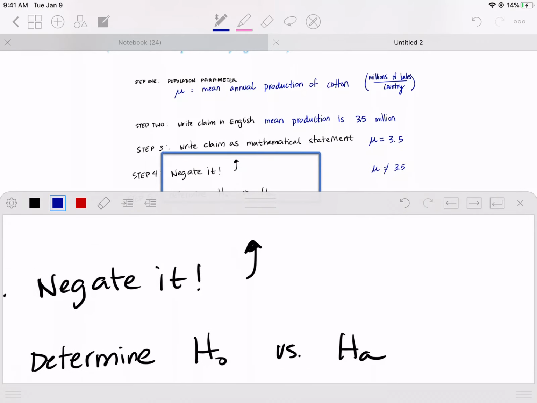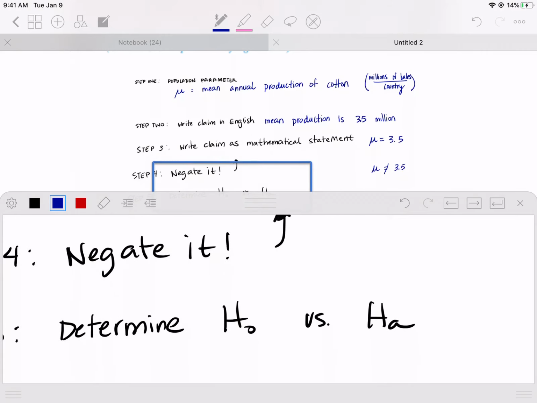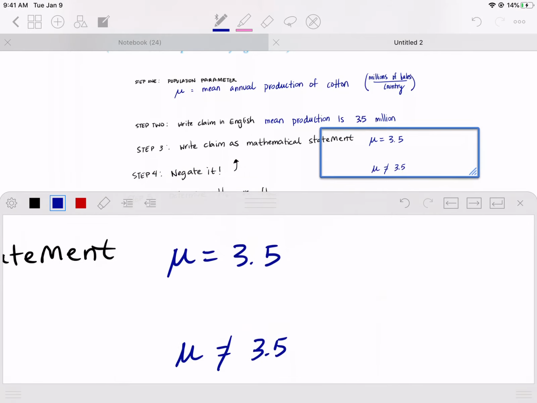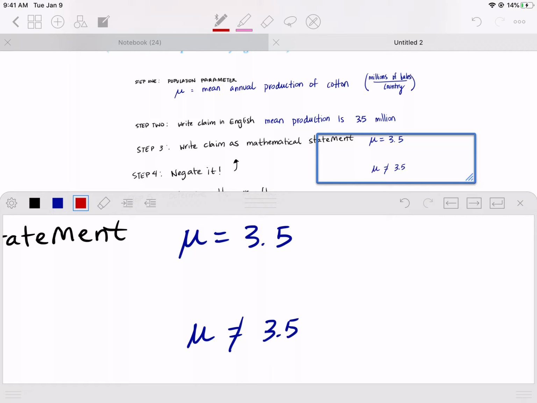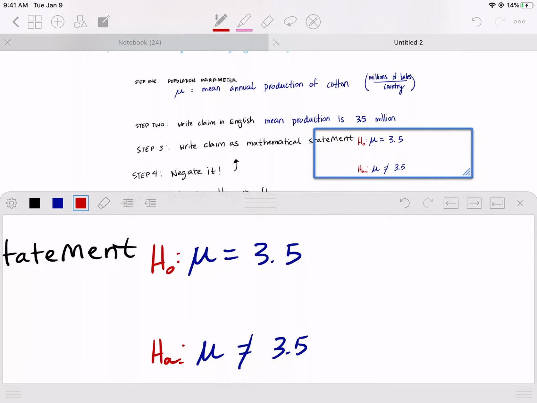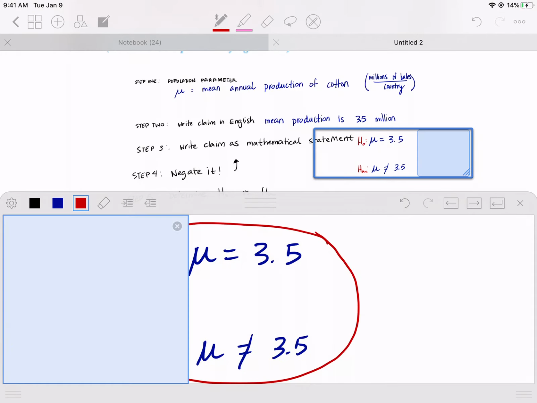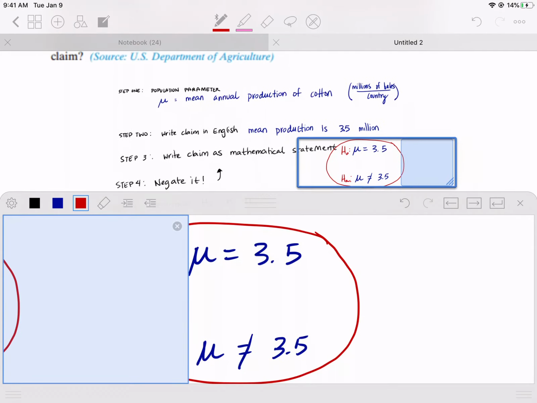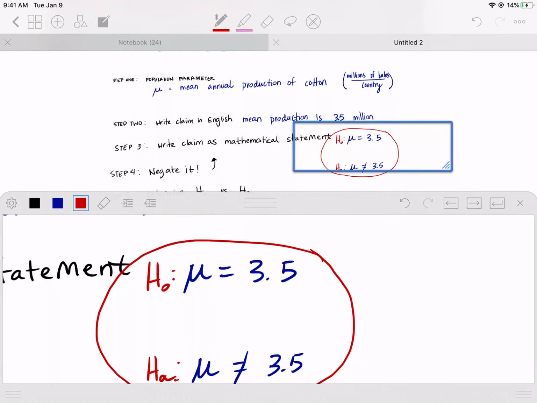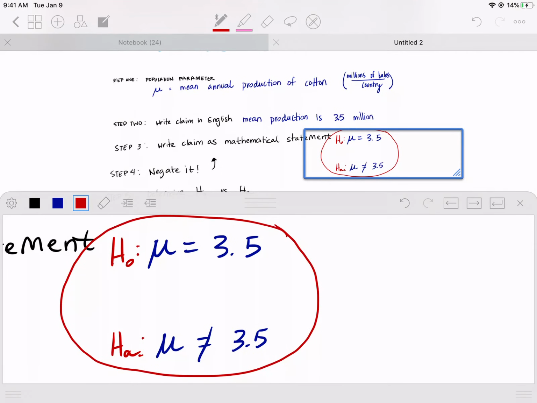Now, we have our mathematical statement and we have the negation, so we're ready to determine H naught and HA. Remember, H naught is going to be the statement that includes the equality, and HA is going to be the statement that includes the inequality. So we are done. Now, which one is the claim? In this case, the claim is H naught.